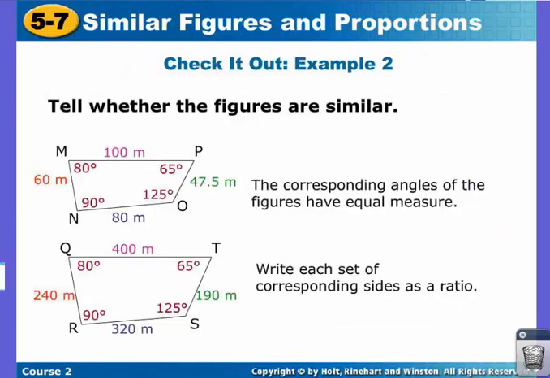Okay, so answer this one on your own. Pause the video and determine, are these 2 shapes similar? Okay, let's see how you did.